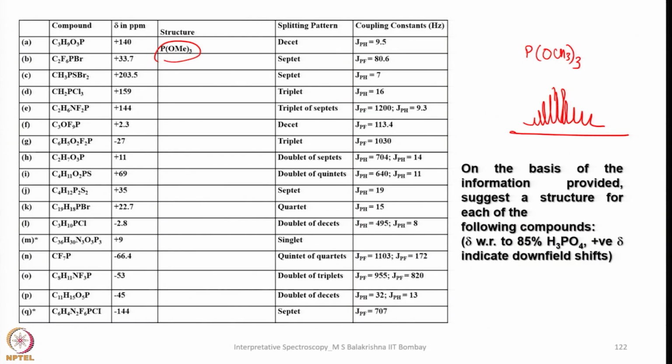So, make an attempt for all of these molecules. It's very simple because all the data is given. It's almost like providing the 31P NMR spectrum, and the molecular formula is given. You should be able to write the appropriate structure in each case. You can see here chemical shifts of 159, and then 144, and then 2.3, minus 27, plus 11, 22.7, minus 2.8, plus 9, minus 66.4, 53, minus 45 and minus 144.